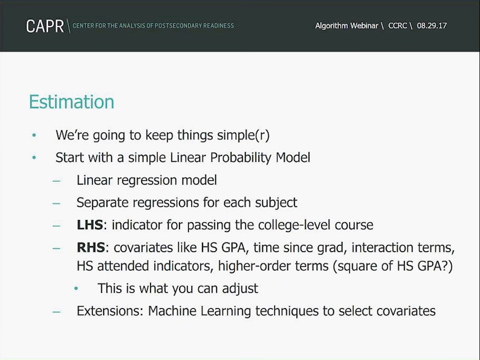So as I said, we start with the linear probability model. We do a separate regression for each subject. So the left-hand side is an indicator for passing the college level course. The right-hand side are all the covariates that we think might be predictive. Importantly, when you're playing around with models here and comparing them, you can think about interaction terms. So maybe you interact high school GPA with time since graduation, and you can assess, does that have any informative value? You can also think of higher order terms.